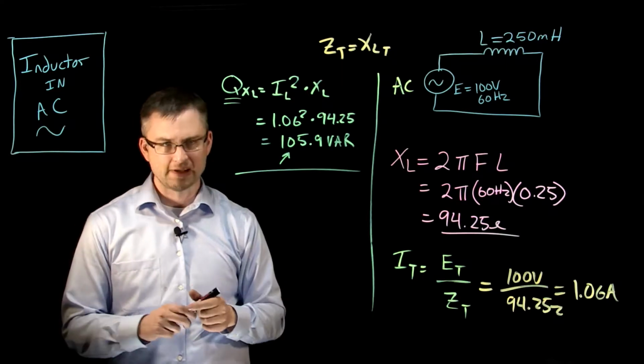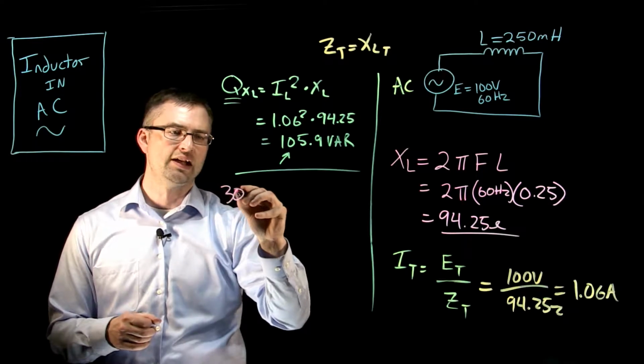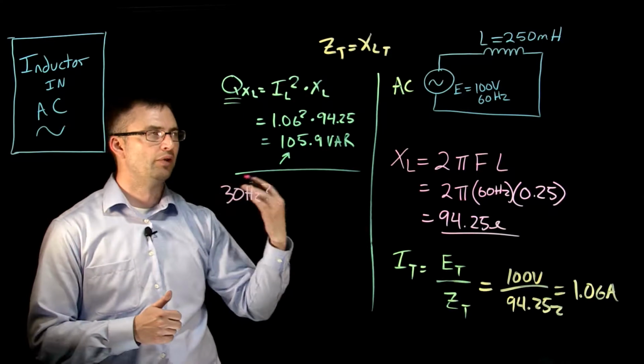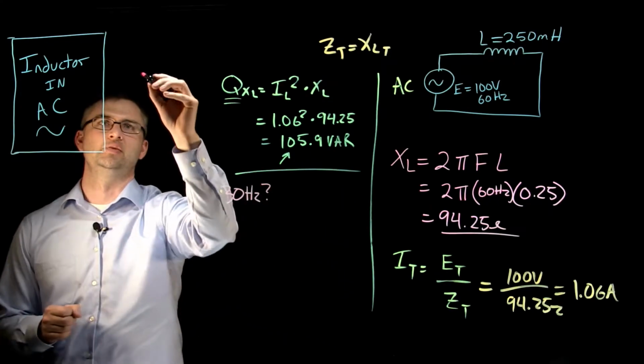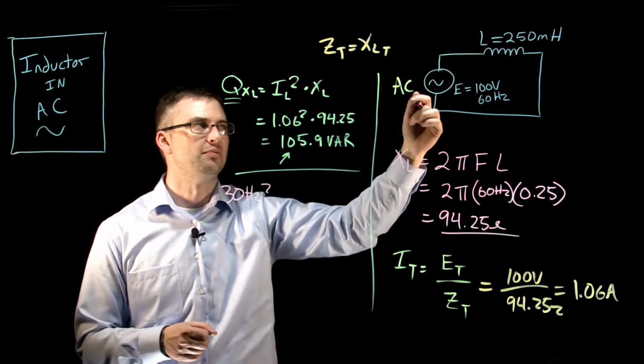Now what I want to do is just take a quick look at what happens if we were to go from 60 hertz down to 30 hertz in this circuit. What would happen? Well, if we were to just look at one formula really quick, the ohmic value here is really due to the counter EMF generated by the coil.